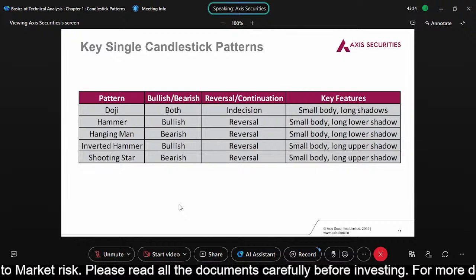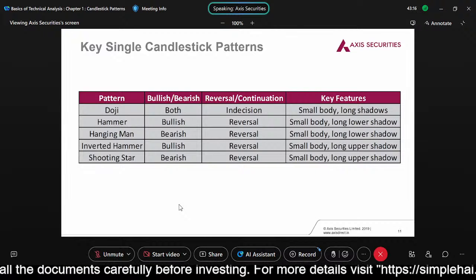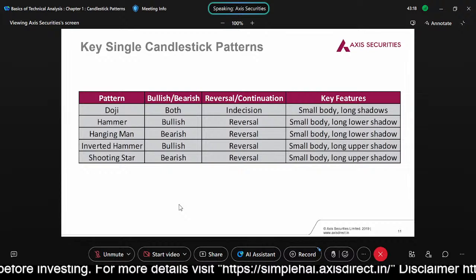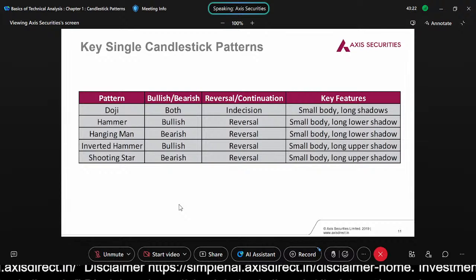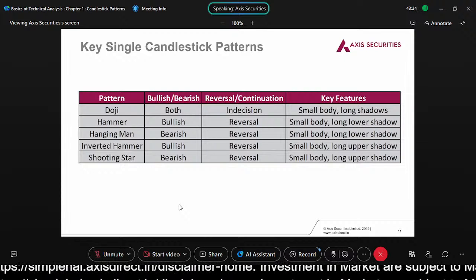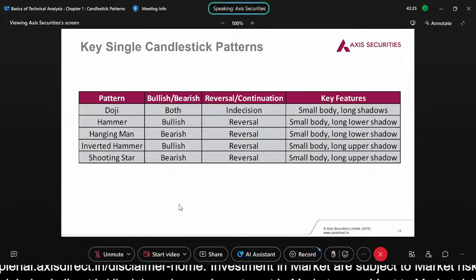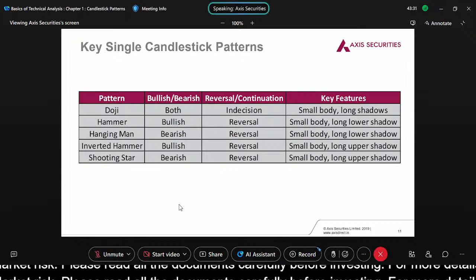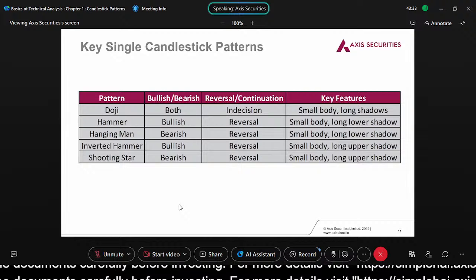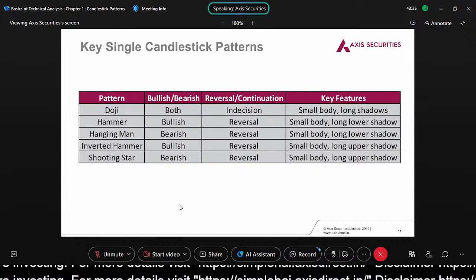So standalone candlesticks might sound of not being of much utility, but yes, understanding candlestick patterns helps you understand the psychology of the market. What Karan covered today is majorly candlestick patterns which are standalone by itself. Further to this, we have candlestick patterns which are a combination of two candles. We have candlestick patterns which are a combination of three candles.